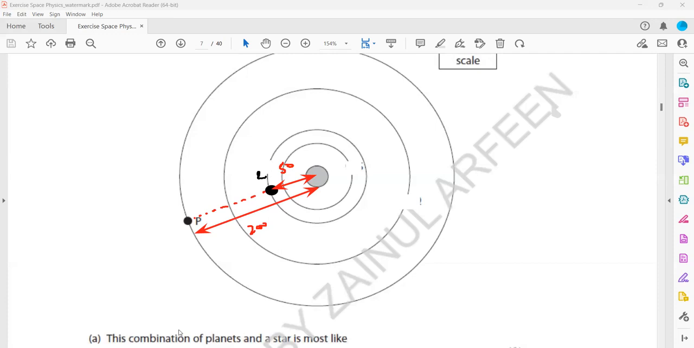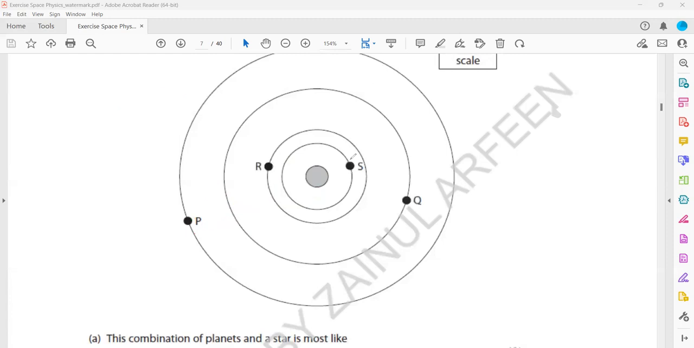Not 2 pi r. The 2 pi r is a circumference. We need the distance between P and R only. 150 million. Why? Because from P to the star it was 200, and from R to the star is 50. So 200 minus 50 is equal to 150. 2 pi r is for orbital distance, for one complete revolution.